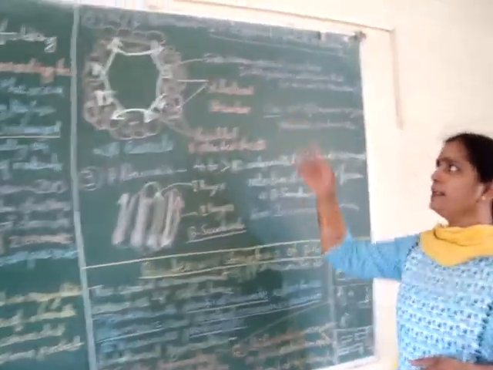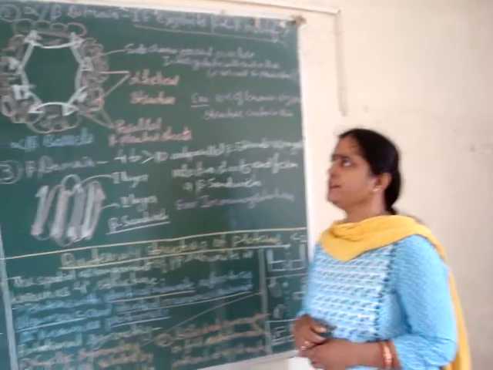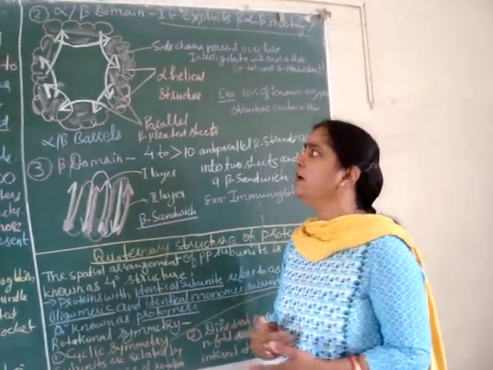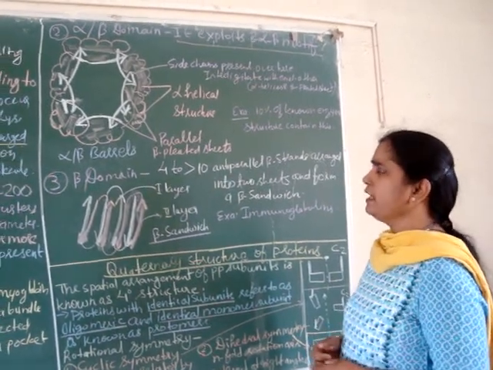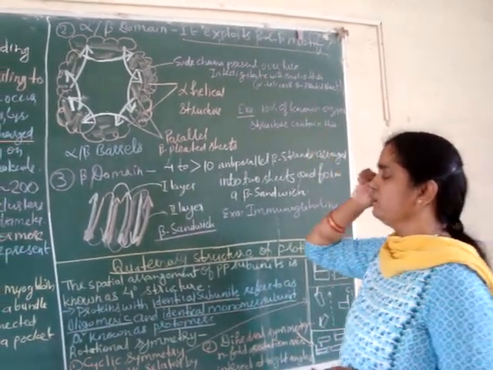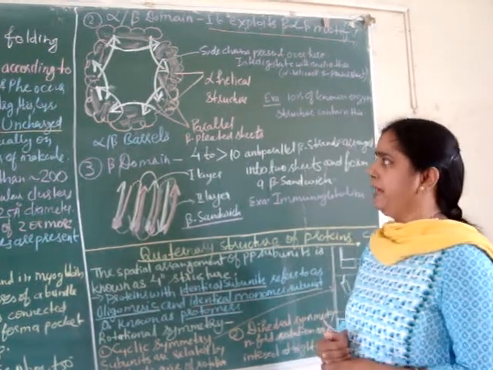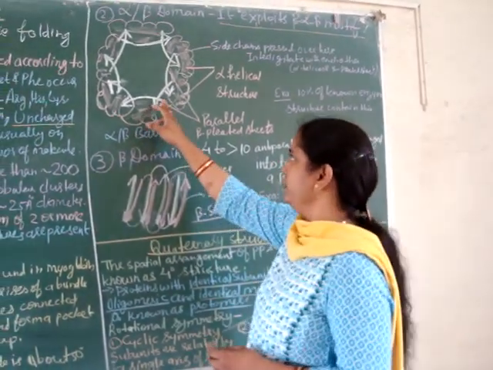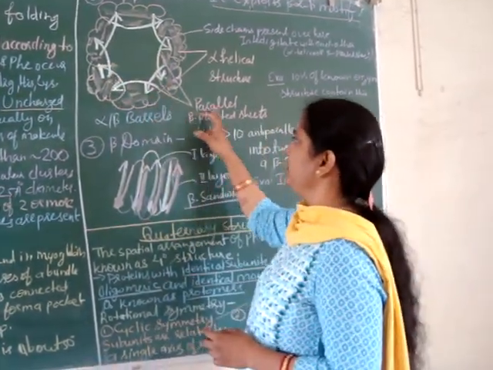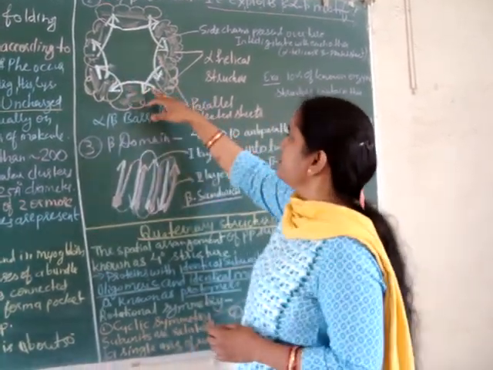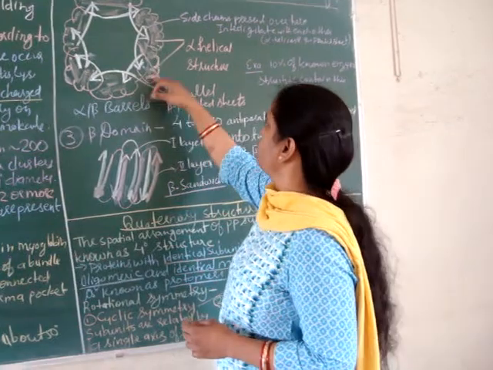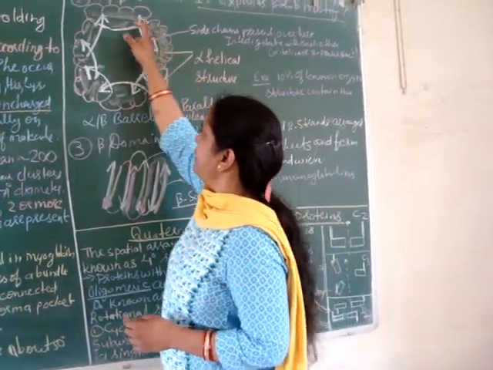Now the next domain is alpha beta domain. As the name suggests, it exploits alpha beta motif structure, beta alpha motif structure, and the common example of alpha beta domain is alpha beta barrel, in which you can see here in the central region parallel beta sheets are present just like this circle, and these parallel beta sheets are joined together by alpha helices.